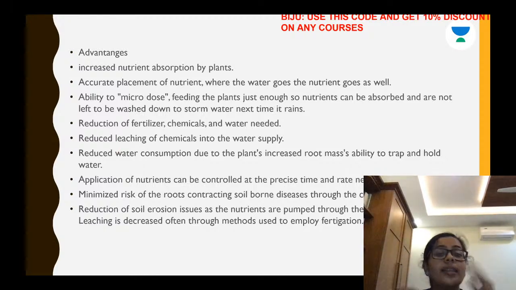This is another advantage: it can increase the nutrient absorption of plants. Where the water goes, the nutrients go as well. It can also feed the plants just enough so nutrients can be absorbed and not left to be washed down to storm water next time it rains. Reduction of fertilizers, chemicals and water needed. It can reduce the leaching of chemicals into the water supply. Application of nutrients can be controlled at a precise time and rate. It minimizes the risk of roots contracting soil-borne diseases through contaminated water, and also helps in the drip system.